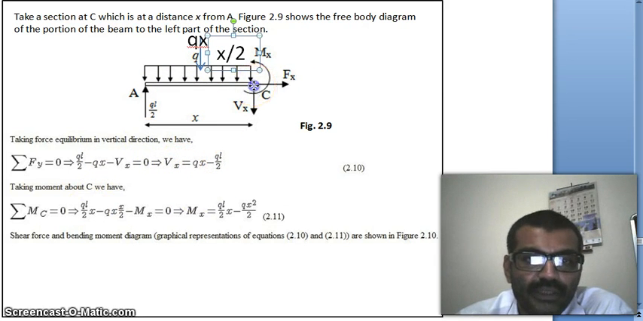Similarly, we take the moment at C point, right? So at C point, AY into X, so that is QL by 2 into X, and your point load, that is converted by UDL, that is QX. So QX into this distance X by 2 minus your moment, that is MX. So you get the value of MX, that is QL by 2 into X minus QX square by 2, right? This is how we can find out the moment at any cross section X from A.